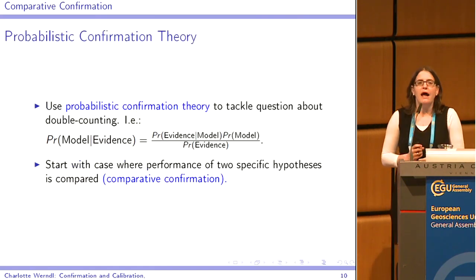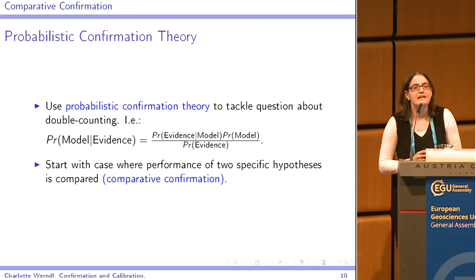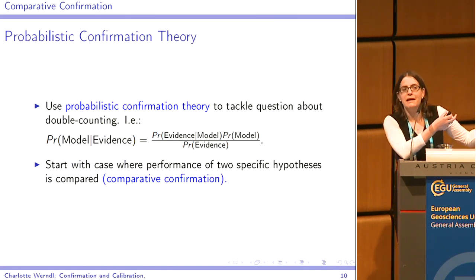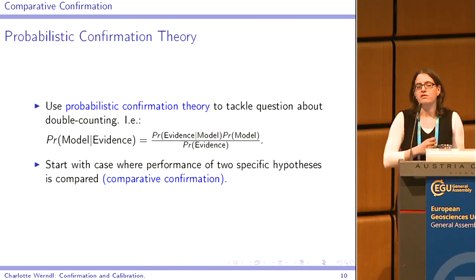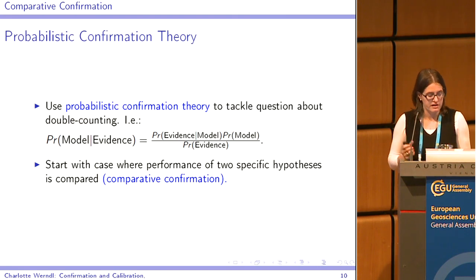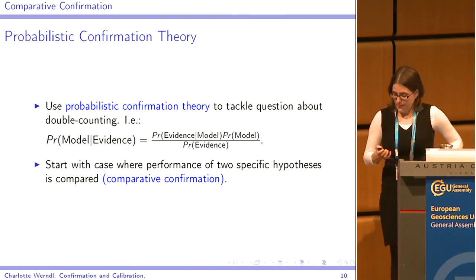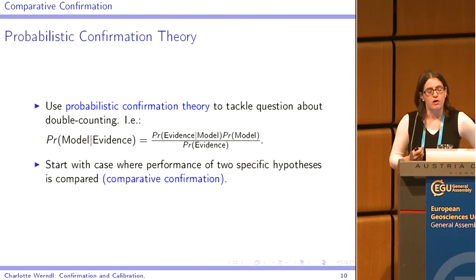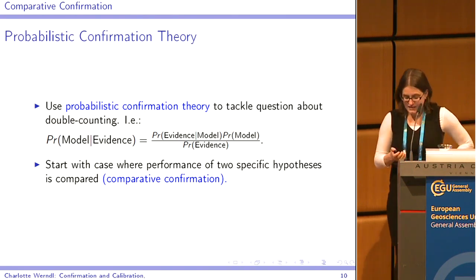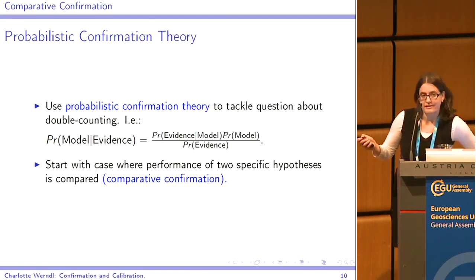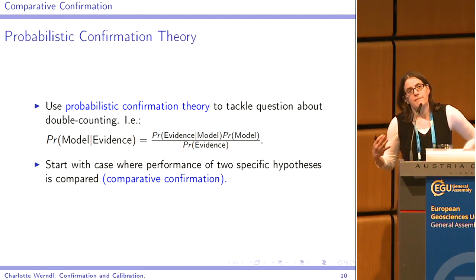Okay, what is comparative confirmation? In a way, that's the conceptually easier confirmation, where you compare one model, let's say M, with another Bayes model, let's say N. So it's really comparative, it's in the name. This is the second point here: two specific hypotheses are compared. And as I said, I use probabilistic confirmation theory to tackle questions about double counting.